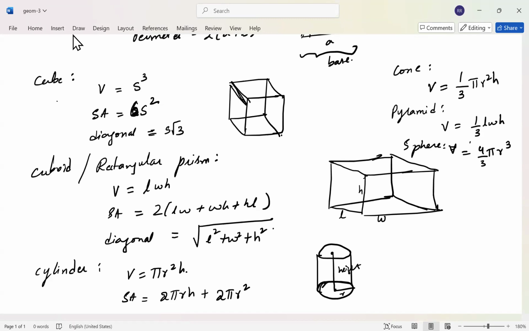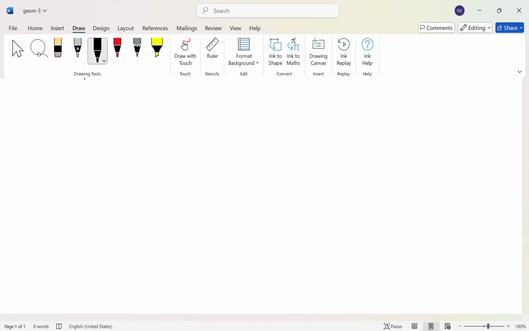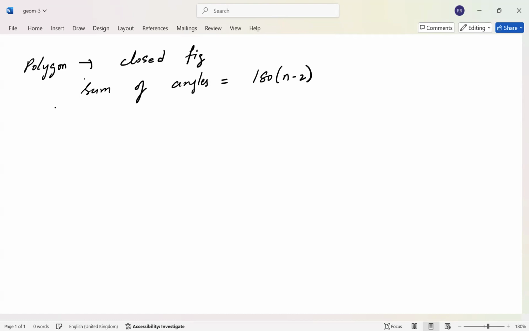If the question is about polygons, you can use this for any polygon. Polygon is basically a closed figure formed with lines. Triangle, square, pentagon, hexagon, everything is a polygon itself. How to find sum of the angles for any polygon? 180 into n minus 2. N is the number of sides.